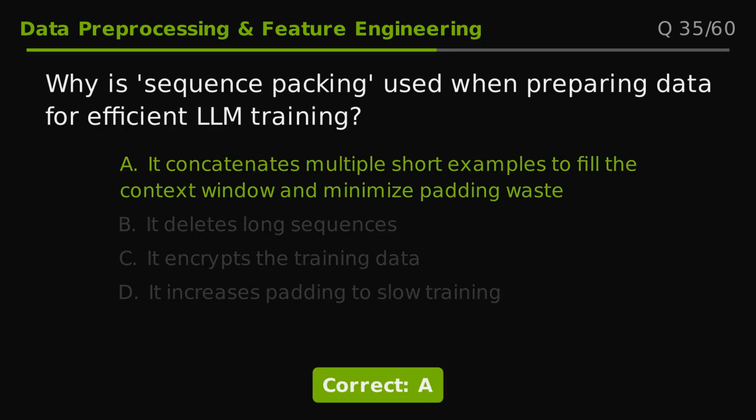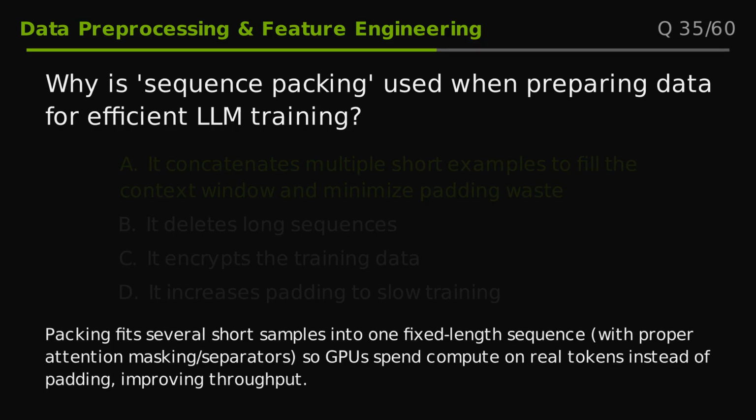The correct answer is A. Packing fits several short samples into one fixed length sequence with proper attention masking by separators, so GPUs spend compute on real tokens instead of padding, improving throughput.